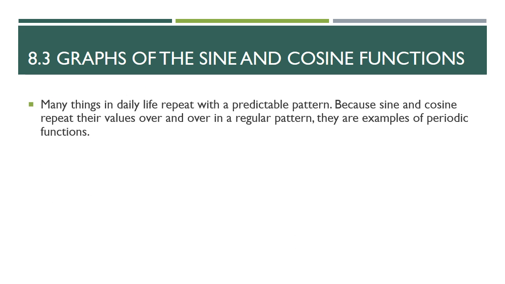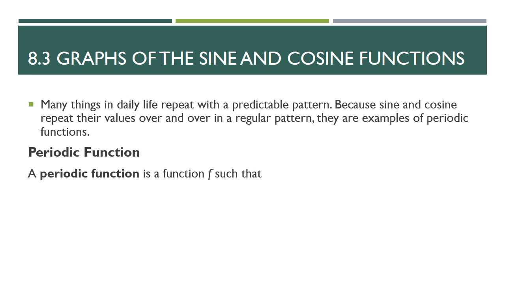Many things in daily life repeat with a predictable pattern. Because sine and cosine repeat their values over and over in a regular pattern, they are examples of periodic functions. And we see a lot of periodic functions. A heartbeat would be a periodic function. Weather patterns are periodic, and sine and cosine as well.